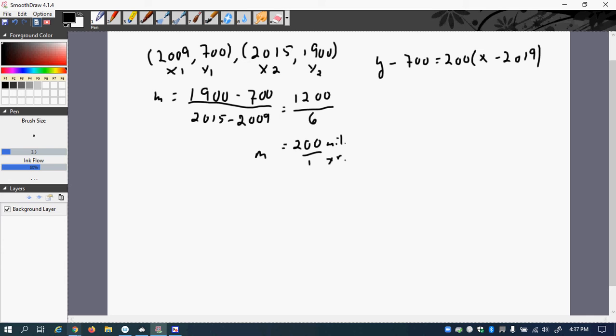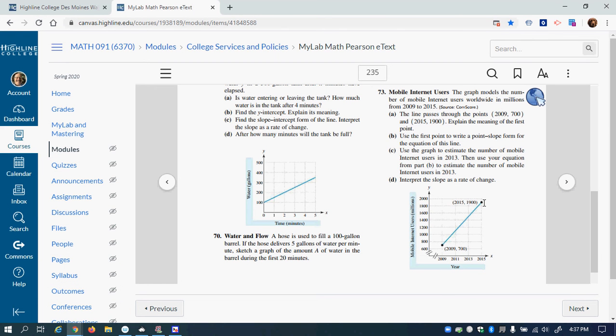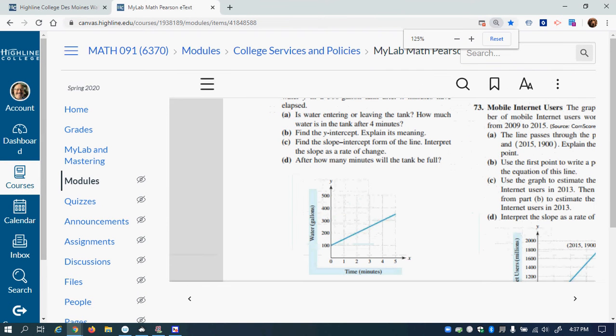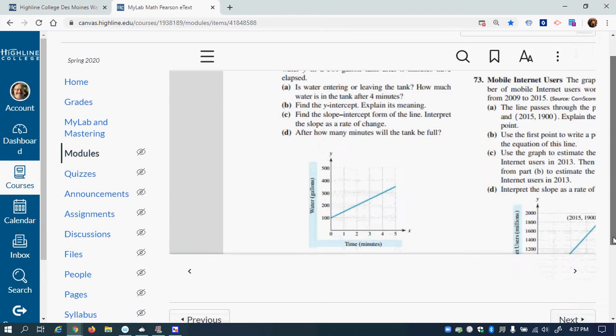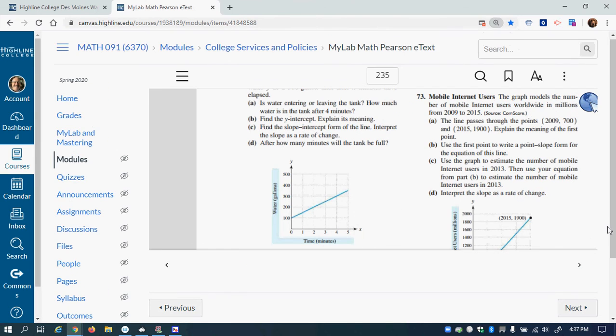So let's go back to the book. Looking at it, I'll try to make it bigger, see if I can make that bigger. There we go. But I can't see it now. Yep, that's too big. Okay, what happened there?